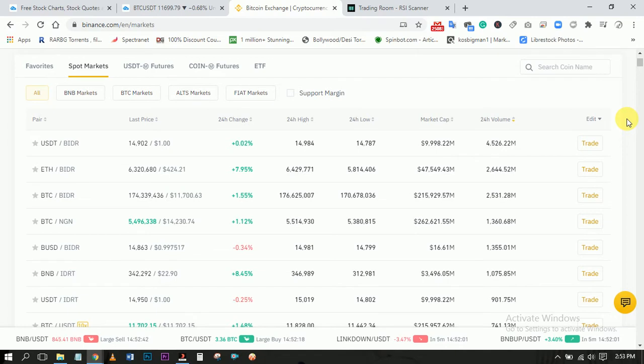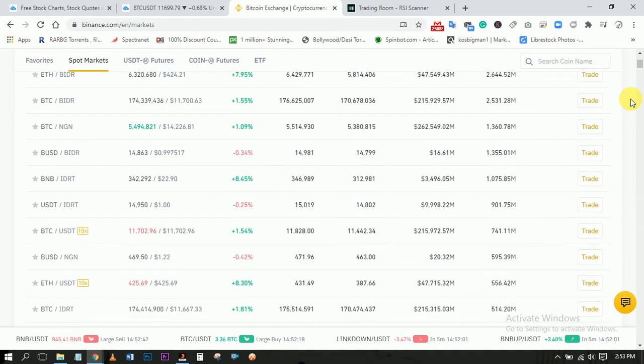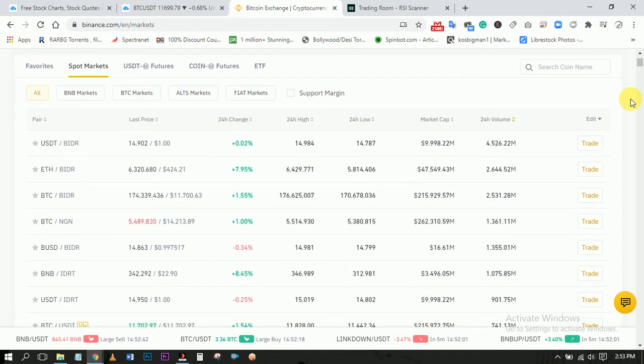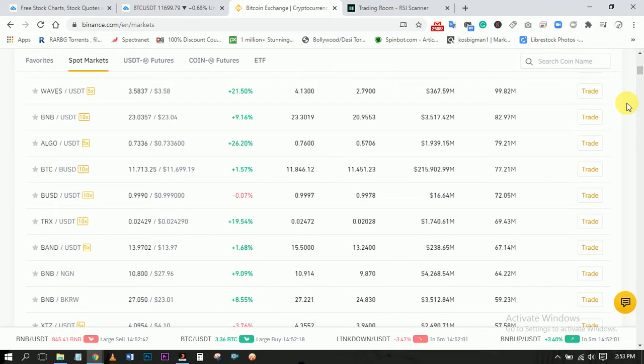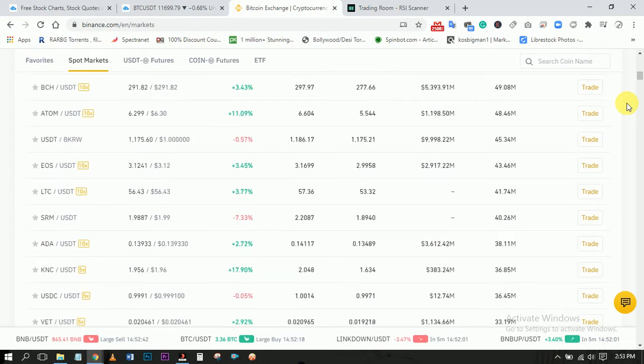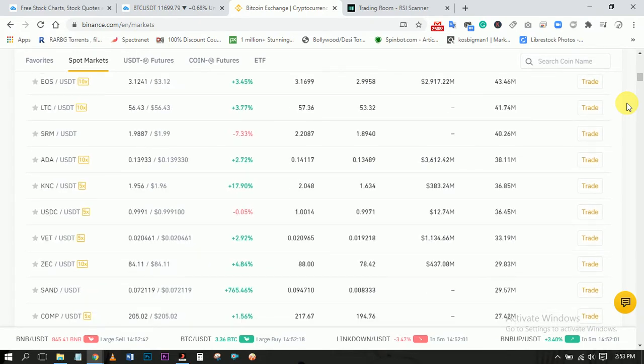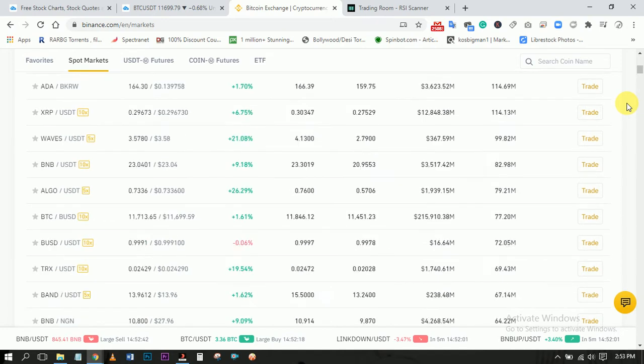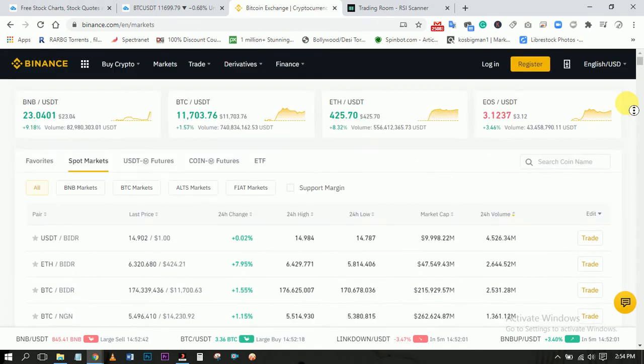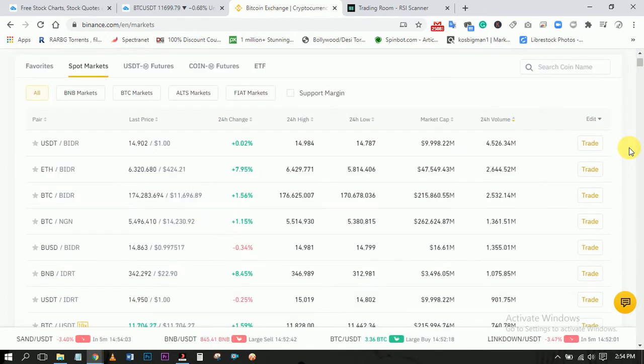So this is the platform of Binance, and you can see all the markets that are available here. Now, the first thing I want you to notice is that there are different kinds of markets here. Some are USDT, some are Bitcoin, some are Ethereum. That's what I needed you to understand. As for me, I like to trade with the USDT.